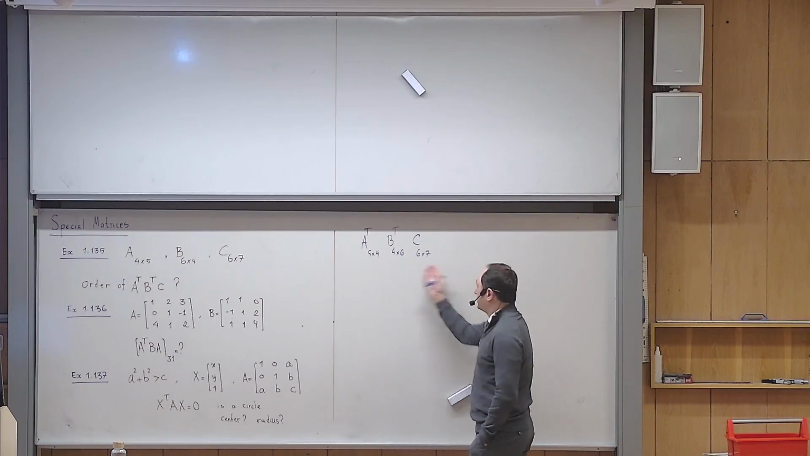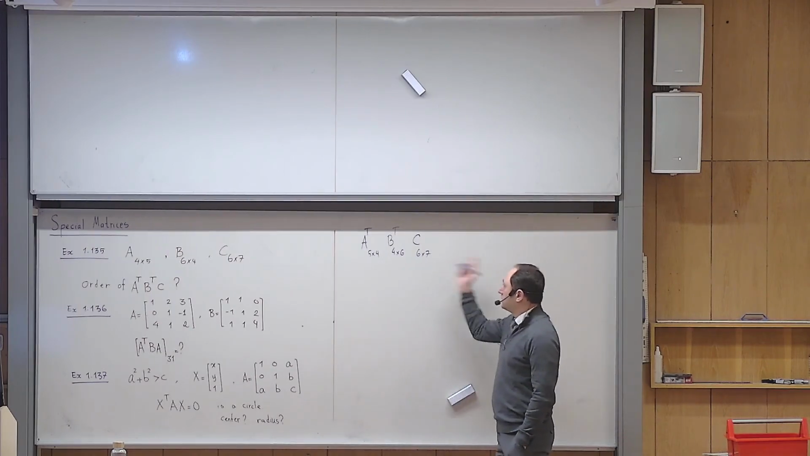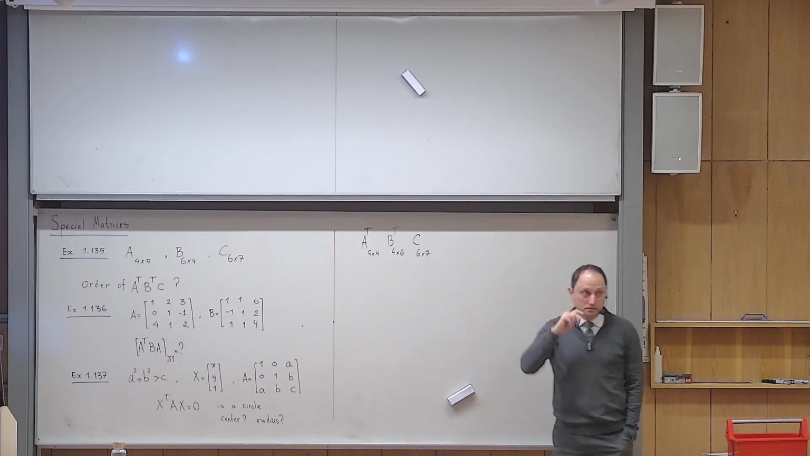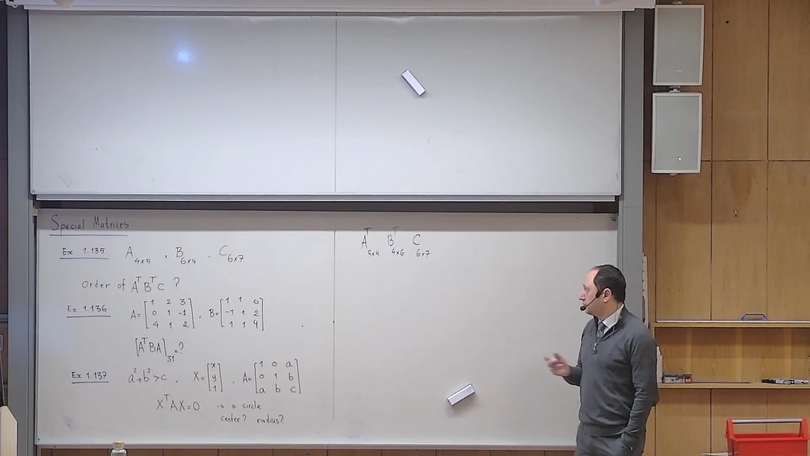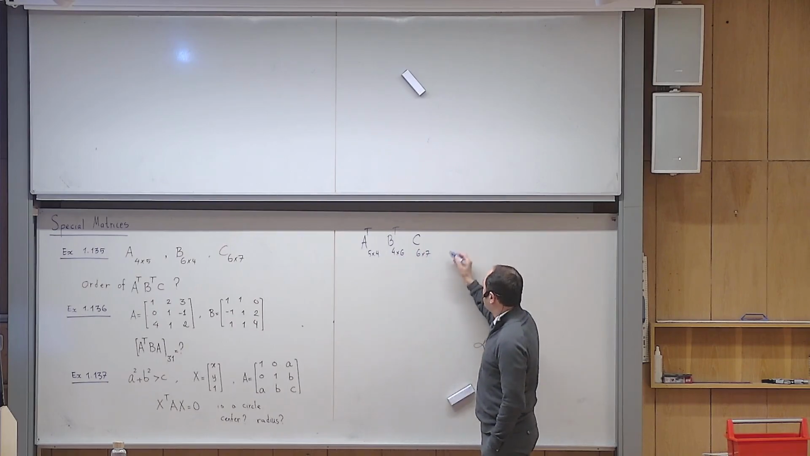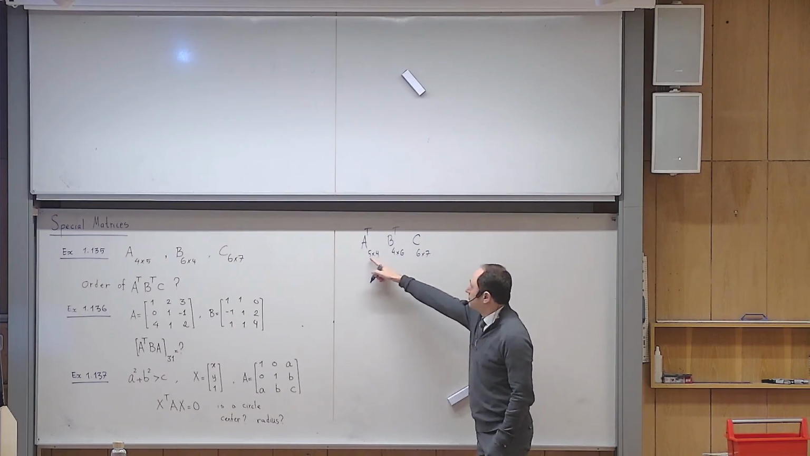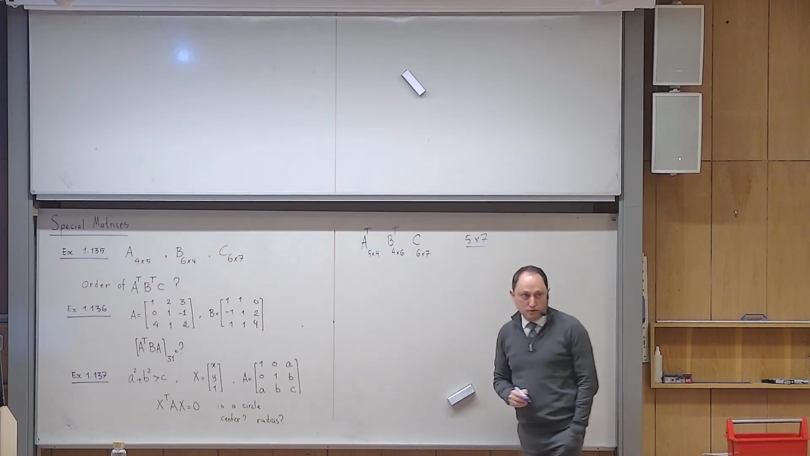So first of all, you can see that immediately this product is possible. And what is the final order? 5 by 7. Because when you multiply these, the 4 is omitted, and then 5 by 6, and then the 6 is omitted. So the final answer is a 5 by 7 matrix.